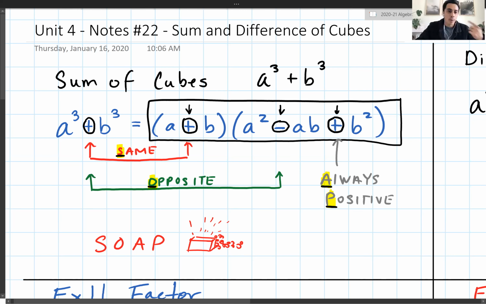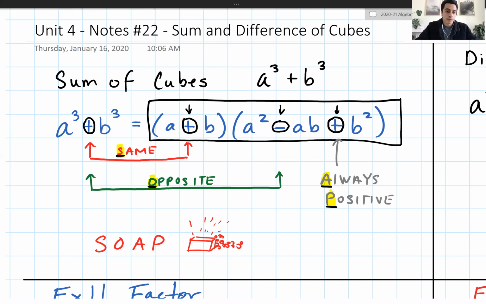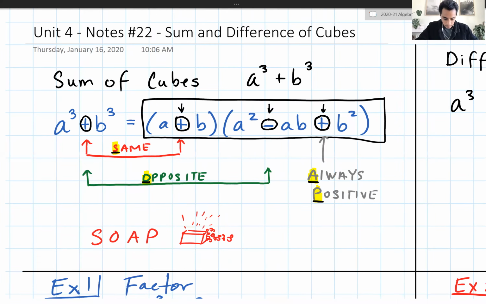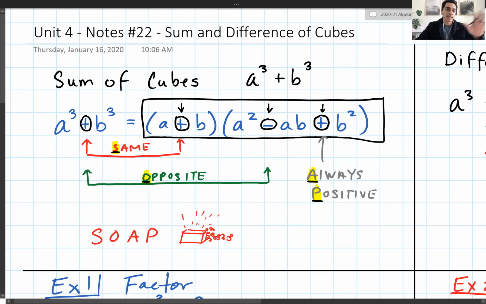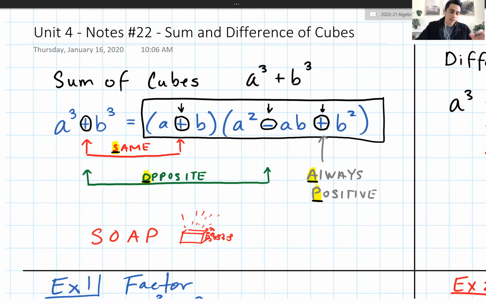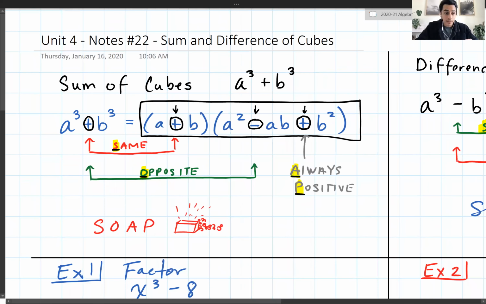That's just a way to help you remember what the signs should be in your factored form. This also comes from back in the day when you had to memorize this because you didn't have notes. So you obviously have use of your notes. It's not something you need to memorize, but it's something that helps you as you're working through the problem. So that's the sum of cubes.